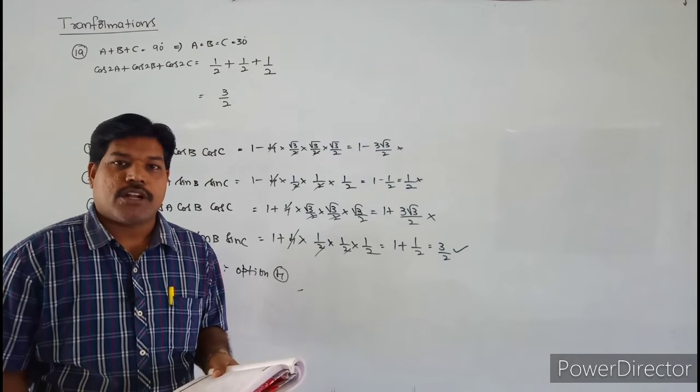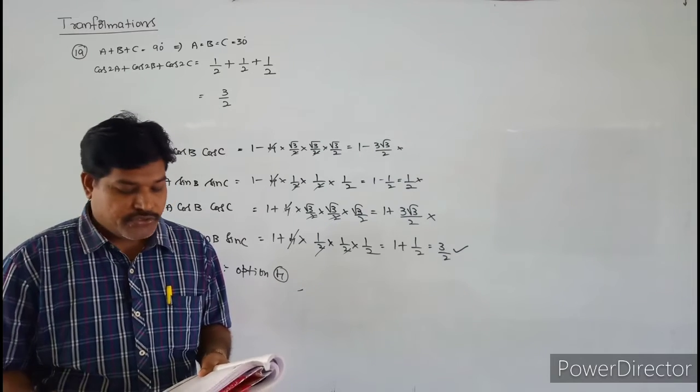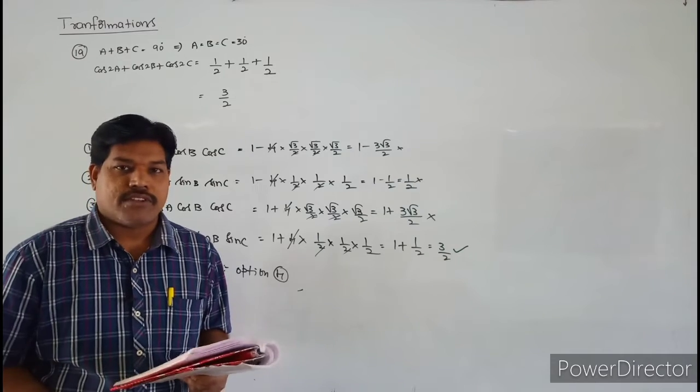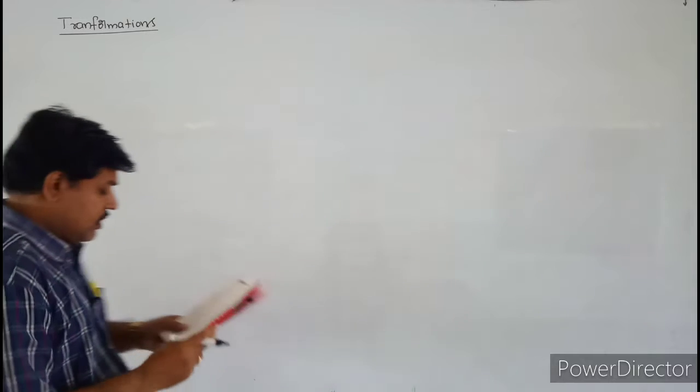Question number 20 is also the same model question. A plus B plus C is 90 degrees. So take A equal to B equal to C equal to 90 degrees and verify the answer. Okay, see that question, students. See question number 21. What is that question, students?